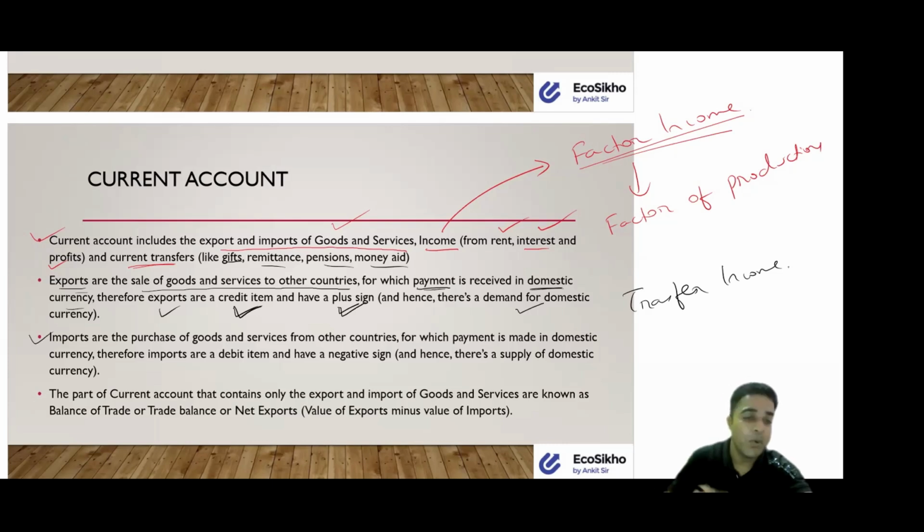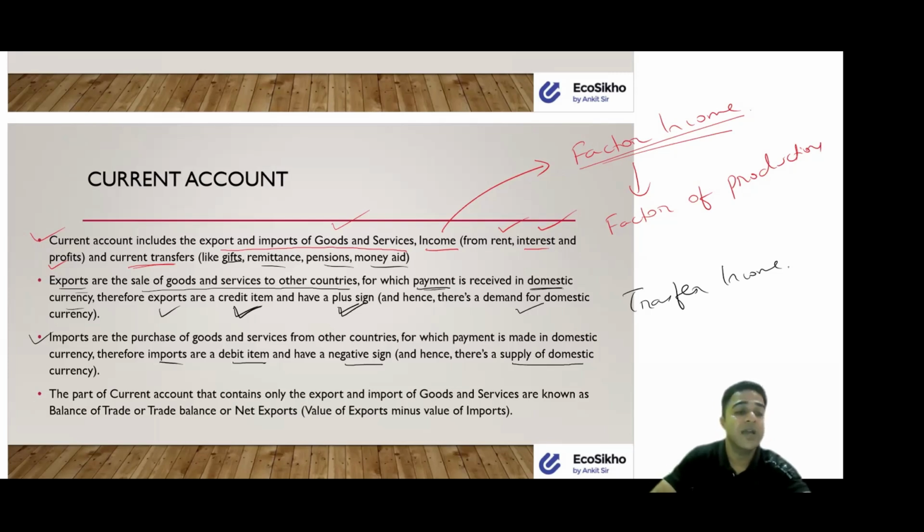Similarly, whenever there is an import of goods or services, whenever we are purchasing goods and services from some other country, that is just the opposite of it. It is essentially a debit item. Imports are a debit item, with a negative sign. And when we are importing, if I am importing something from, let's say, Canada, or from some European country, in return, I will be supplying my domestic currency so that I can demand the foreign currency of the country from which I am importing the goods.